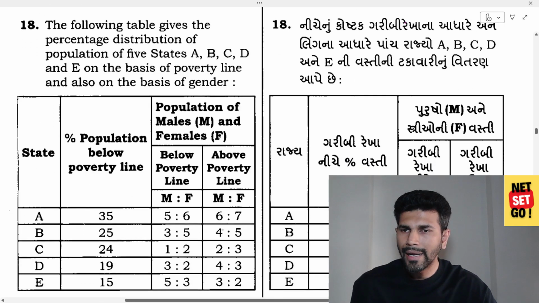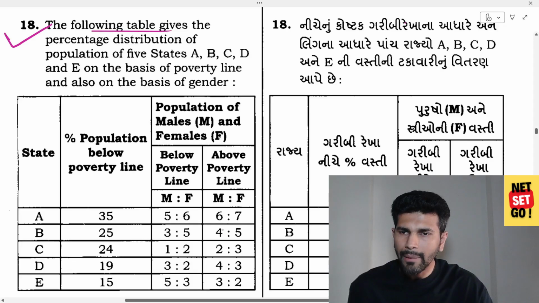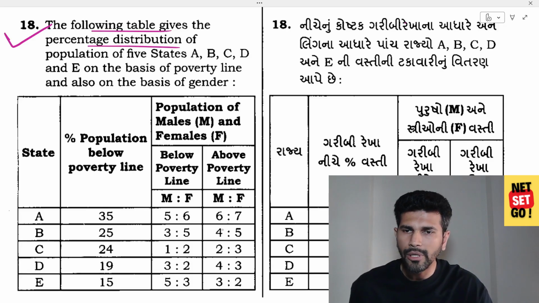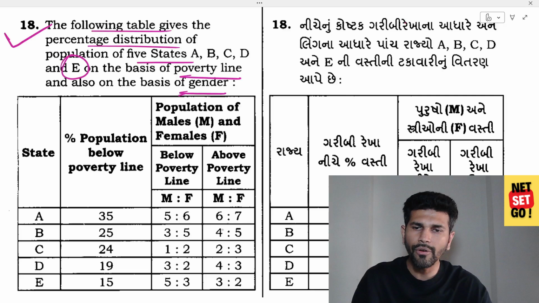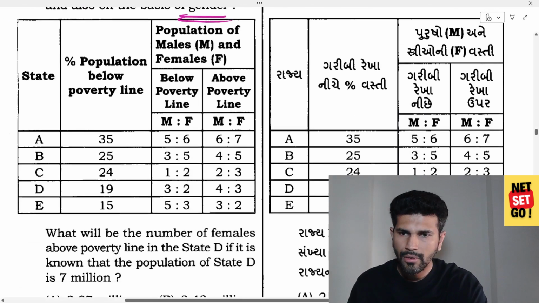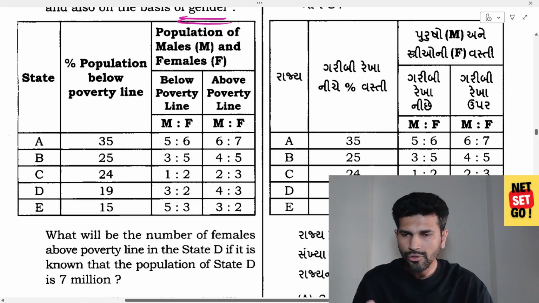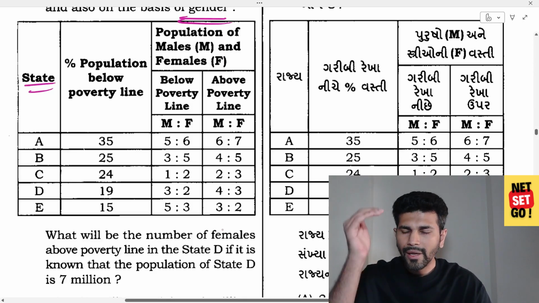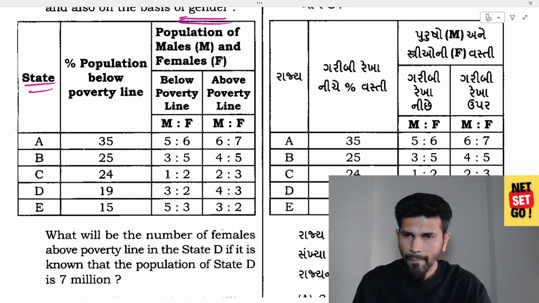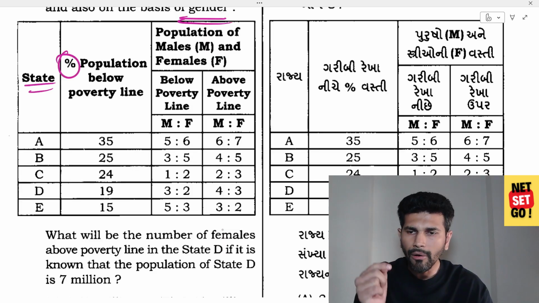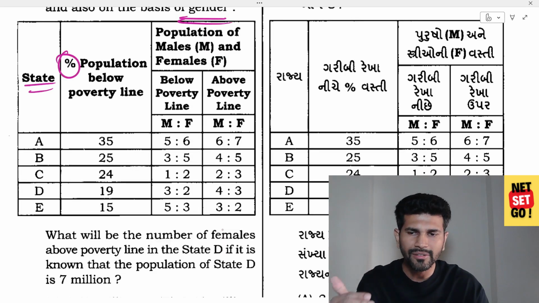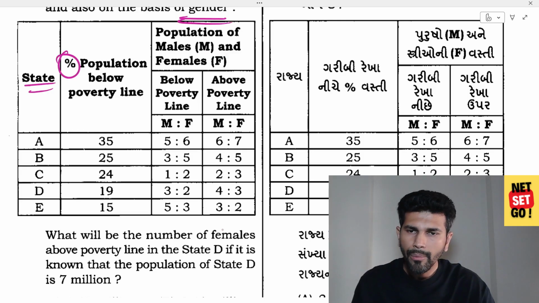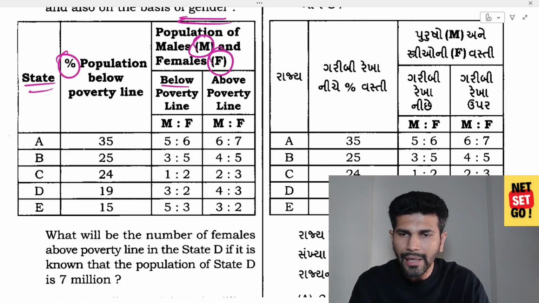Next, question number 18. The following table gives the percentage distribution of population of 5 states A, B, C, D, and E on the basis of poverty line and also on the basis of gender. So given table shows 5 states, A, B, C, D, E. Percentage of population below poverty line is given for each state. Population of male and female classifications are given in BPL and APL.